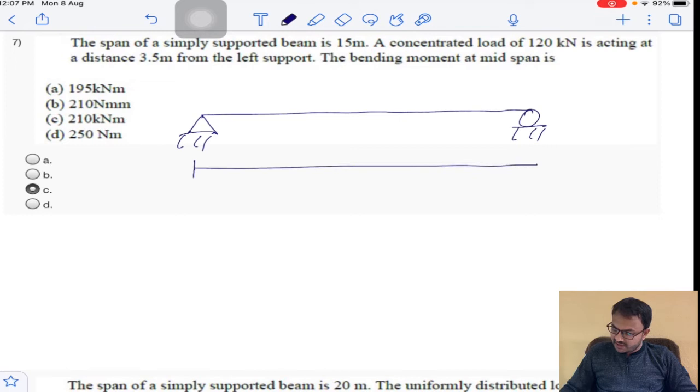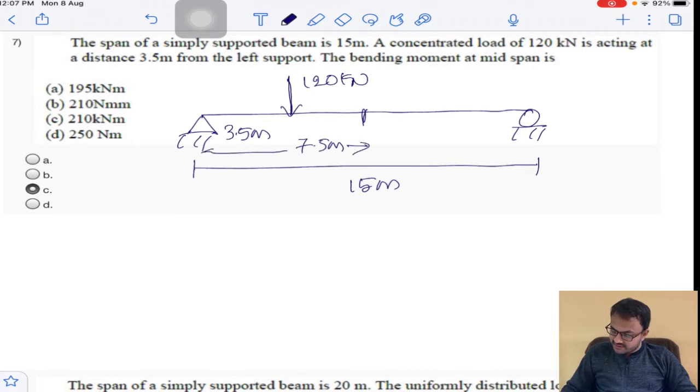So he has given the span of the beam is 15 meters, and at 3.5 meters from the left support, a 120 kilonewton load is acting. The bending moment at mid span, which is 7.5 meters from the left because 15 meters is the total span. First of all, we will calculate support reactions.